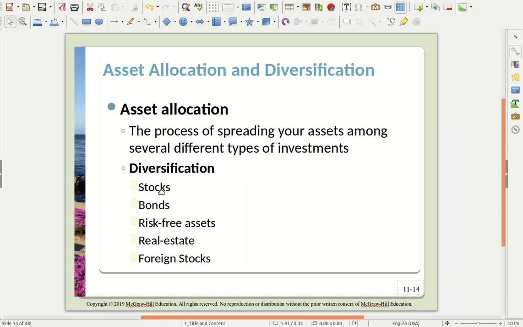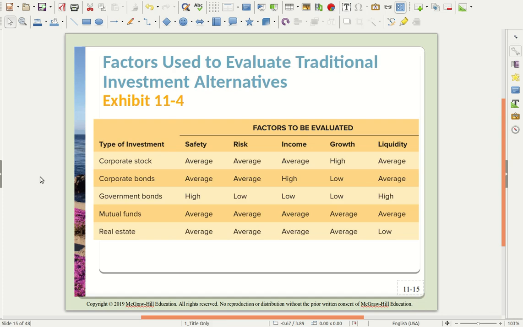Because one of the things you want to do is diversify your investments. In other words, have some stocks and some bonds, and maybe some risk-free assets and things like that. You want to make sure that you're not putting all of your eggs in one basket. So make sure that you have diversified how you are allocating your money.